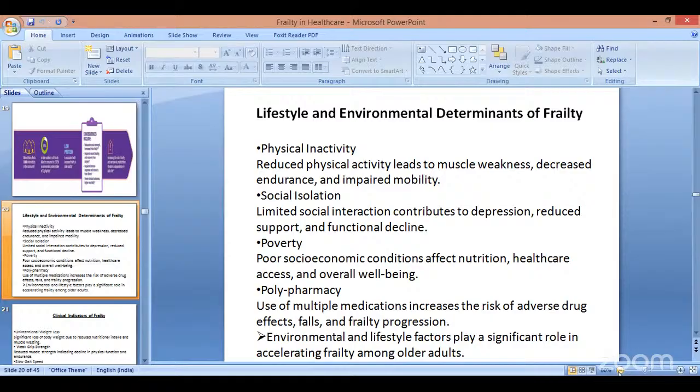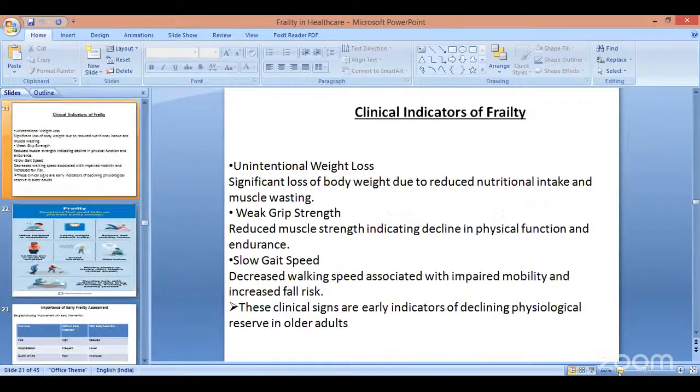Poverty, poor socioeconomic condition also affects nutrition, healthcare access, and overall well-being. Polypharmacy: elderly people are mostly taking multiple medications, increasing the risk of adverse drug effects, falls, and frailty progression. So the bottom line is that environmental and lifestyle factors play a major role in accelerating frailty among older people. Clinical indicators of frailty.